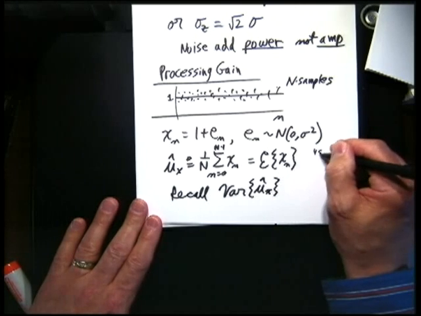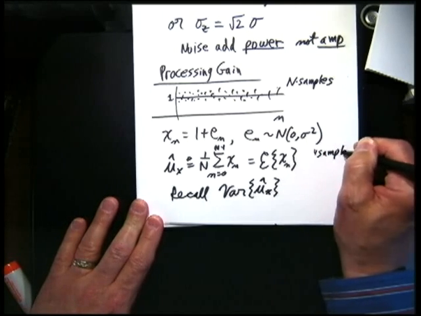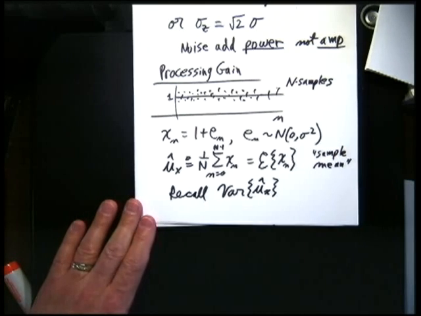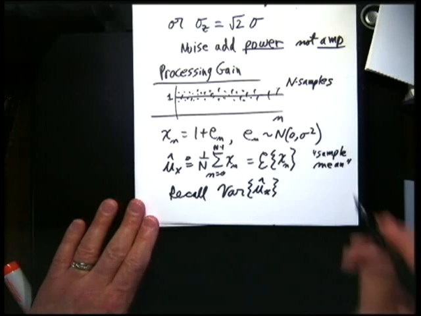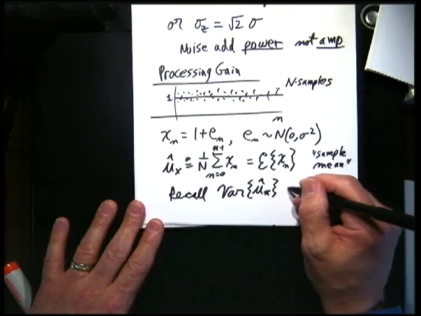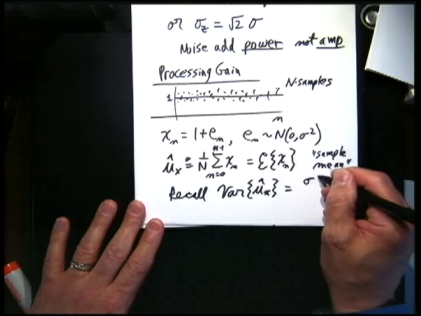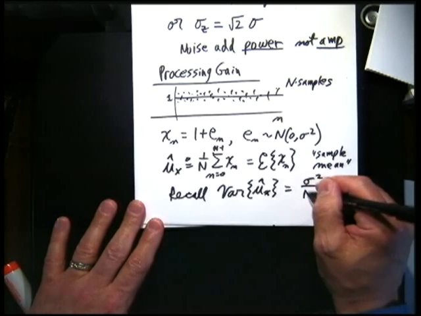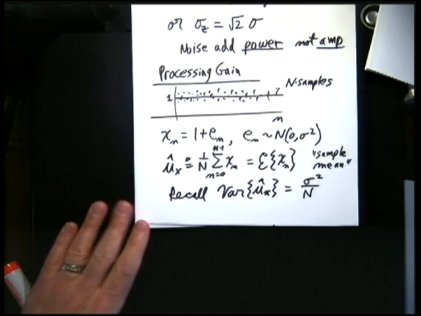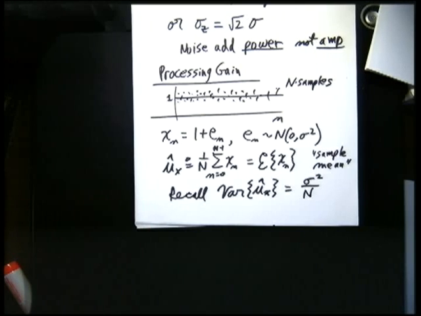Now let me just mention that that's the sample mean. It's a mean derived from a sample of the random process. So the variance is essentially the standard deviation of the noise over n, the number of samples. So now, if we go to another block of capital N, we can divide that by 2n, right?